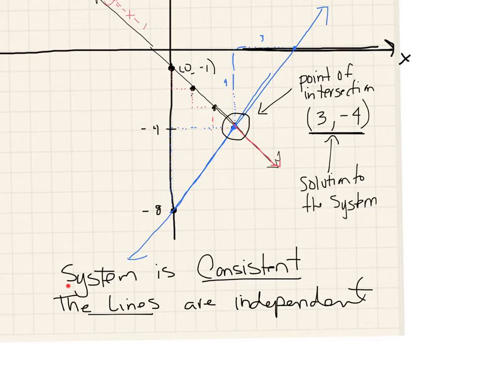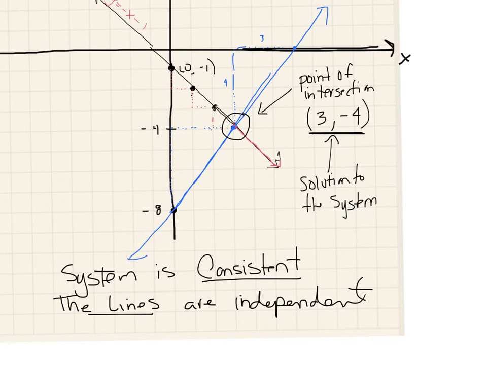A system, we say, is consistent, but when we talk about dependency and independency, we're referring to the lines, meaning we can't derive this line from this line. Well, first of all, they don't have the same slope, so they're not going to be the same line.